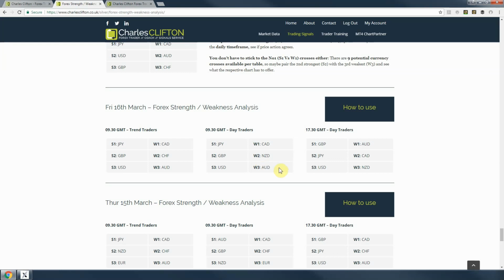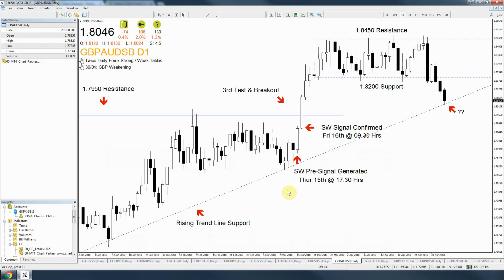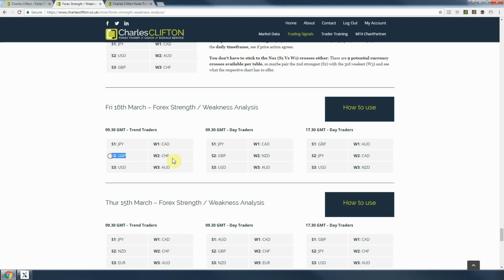Let's go back to our chart. That was right at the beginning of this bar. Strength weakness signal confirmed, Friday the 16th, 0930 hours. Now again, if you had access to this analysis, you would know at that point just simply to buy that pair. Okay, don't think about it, don't hesitate, just buy it. It's that straightforward. Using these tables gives you the confidence that you need because we're doing all the work in the background. This is all run from quite a complex algorithm that took several years to refine and is now, as near as damn it, bomb-proof.